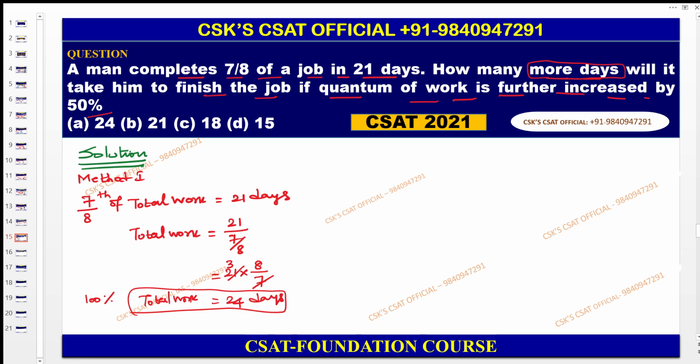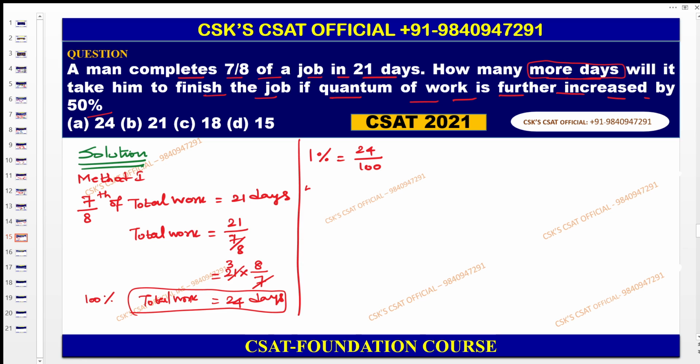Total means 100%. When you are taking in terms of a percentage or in terms of a fraction, you have to take total work as 1. That's it. Now 100% is equal to 24 days. 1% of the job here is 24 by 100. Now listen very carefully.